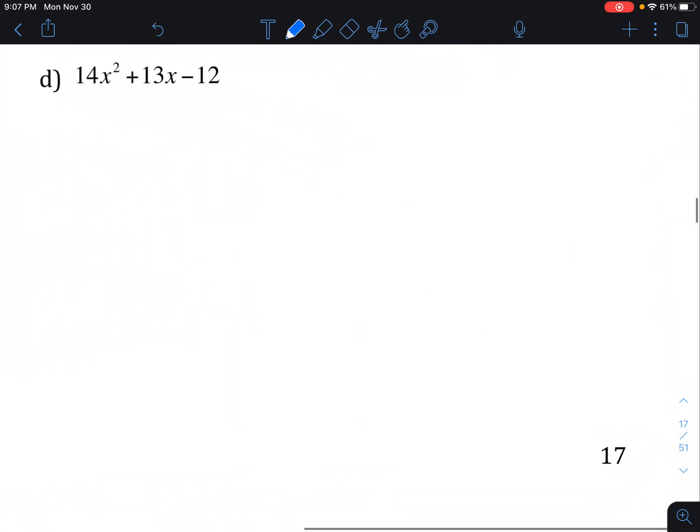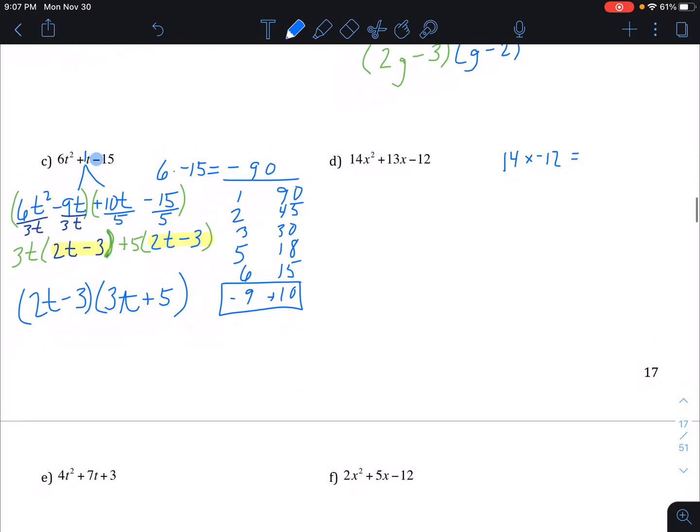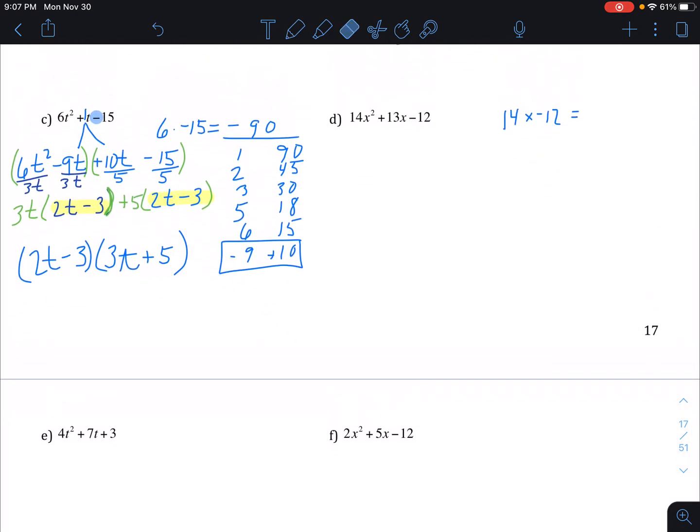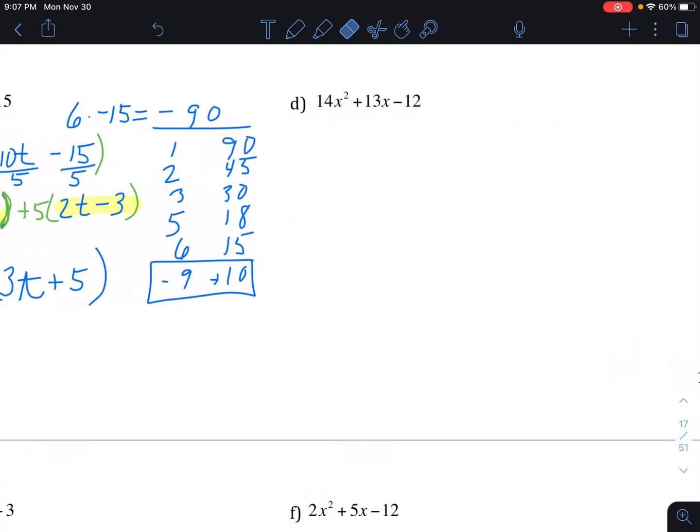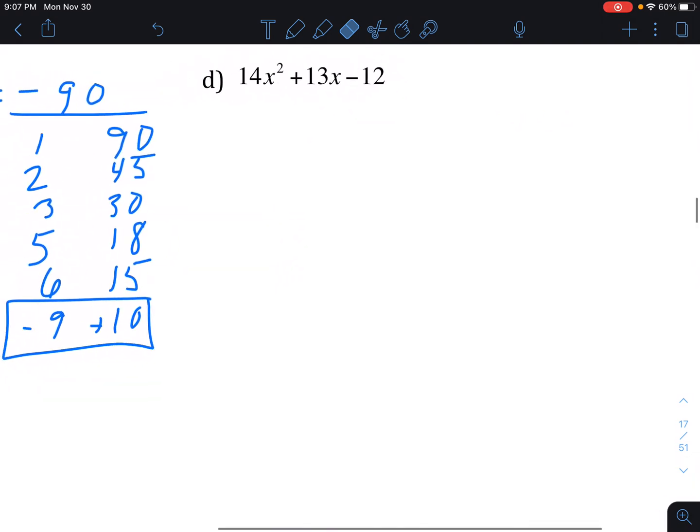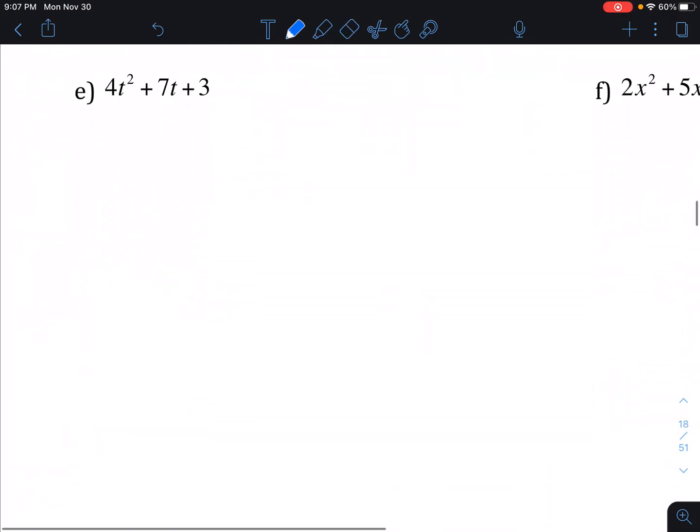Okay, another one, letter D. So this guy, nope, it does not have a GCF here. Unfortunately, I'm going to be dealing with some big numbers. So 14 times -12, A times C. I apologize, guys. I do not have a lot of time, and we're going to be dealing with a lot of big numbers here. If I was in class, I would have the time to do this, but I got to keep my puzzle videos short, and this would be too much time. Let's move on to E.